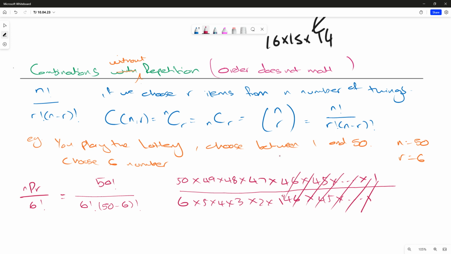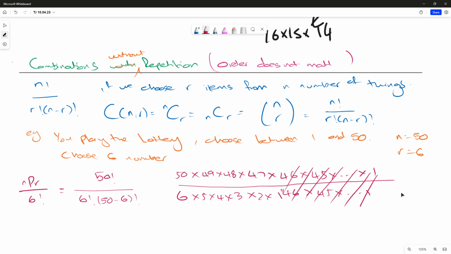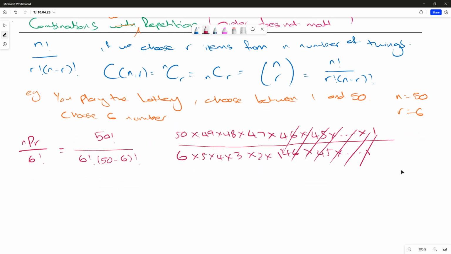So you play the lottery, you choose between 50 numbers, but at the same time, you choose these 6 numbers. So you play the lottery, you choose between 1 and 50. You have 50 ways of choosing the first number, then 49 ways for the second, 48 for the third, 47, and then 46.